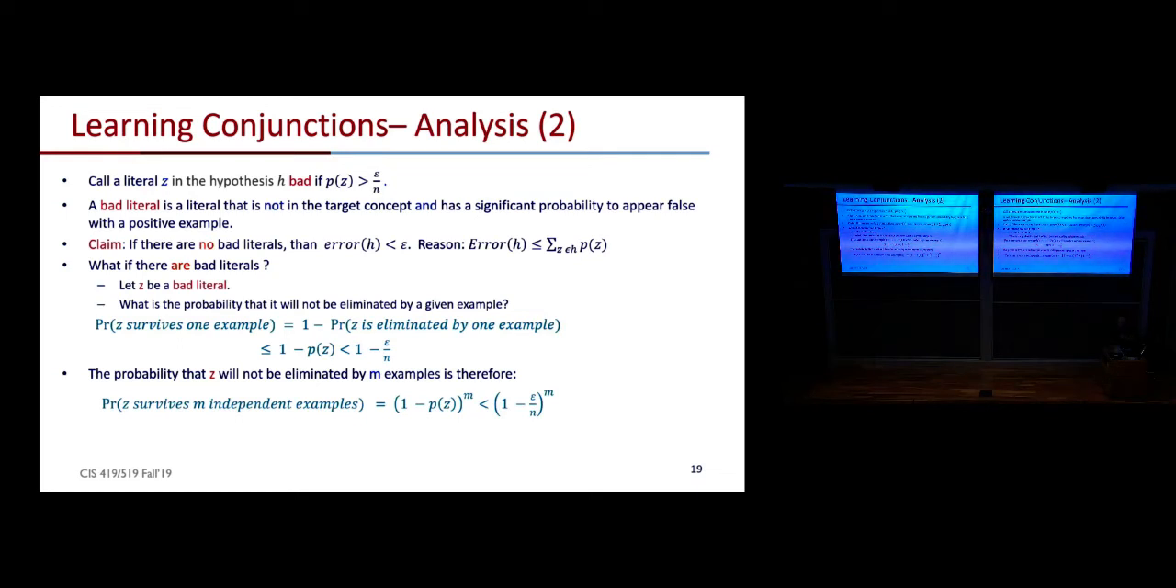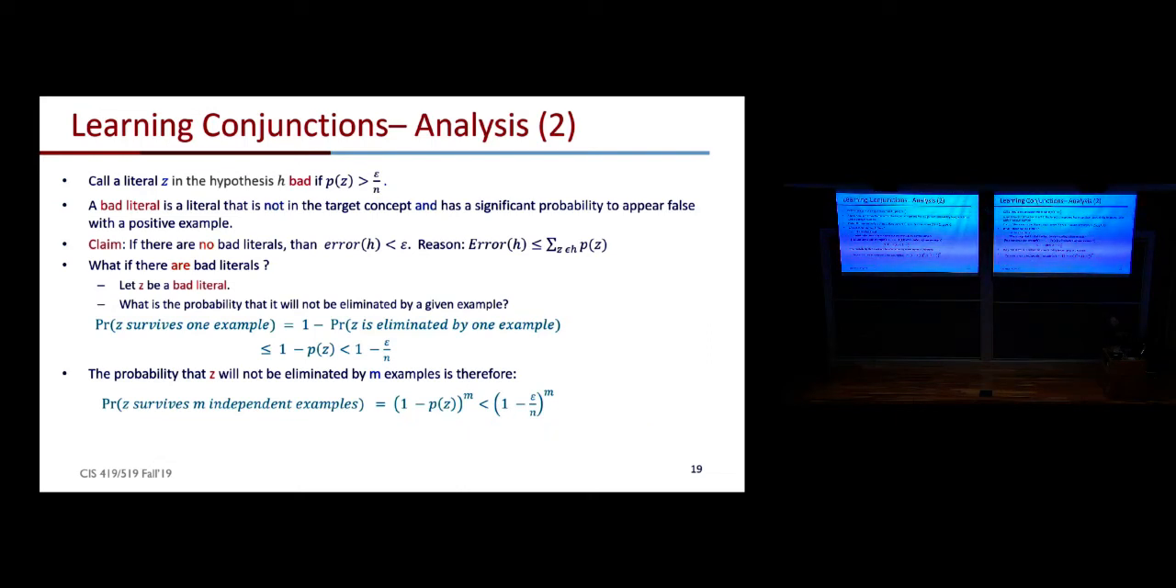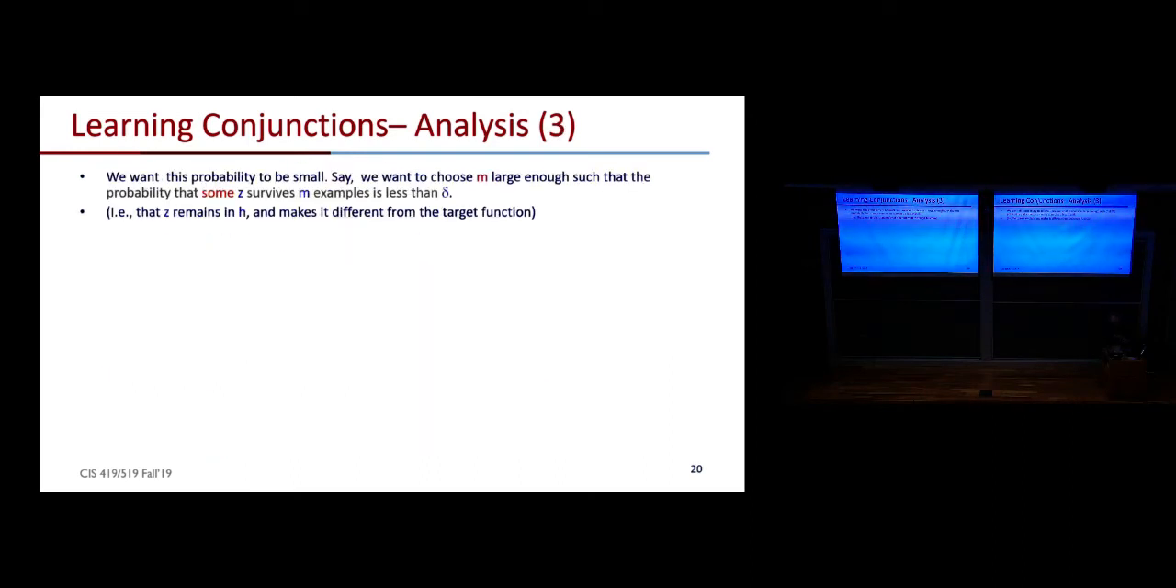Now, what do I want? I want this probability to be small. Now, this is for one literal. Overall, there could be n literals that are bad, so the probability that some bad literals survive m examples is bounded by n times this, 1 minus epsilon over n to the m. And my wish is that this is going to be a very, very small number. If this is a small number, then I'm not going to worry on the appearance of one of these in future examples. So I want this probability to be small. Say I want to choose m large enough such that the probability that some bad literal survives m examples is less than delta. And again, delta is going to be some small number, let's say 5% that you choose later.